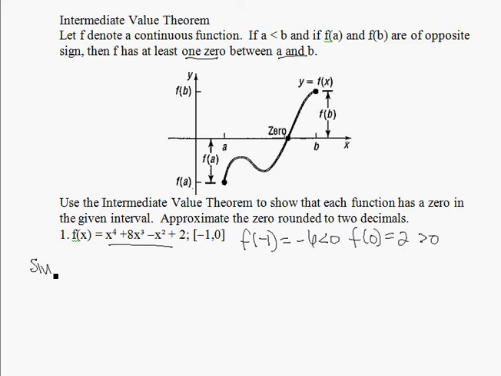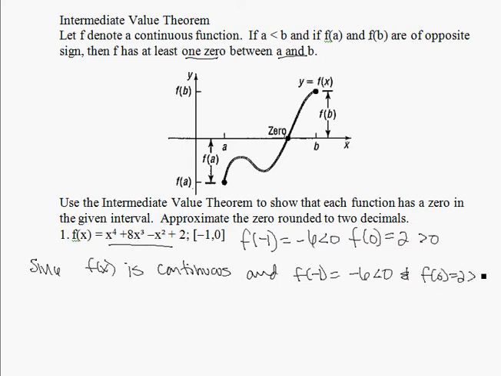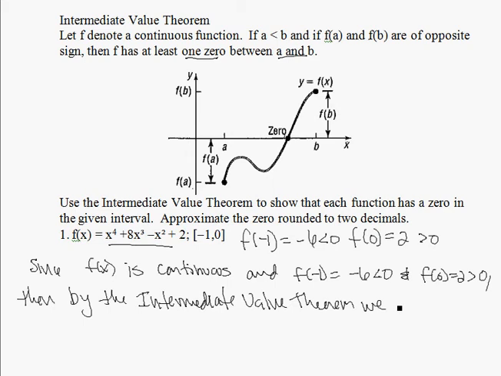So since f of x is, what's the first part? Continuous. And f of -1 is equal to -6, which is less than 0. And f of 0 is equal to 2, which is positive. Then, by the intermediate value theorem, we are guaranteed at least one zero on the open interval (-1, 0).